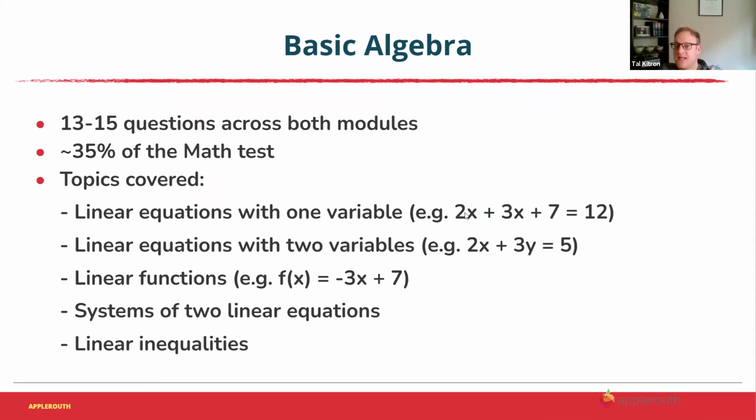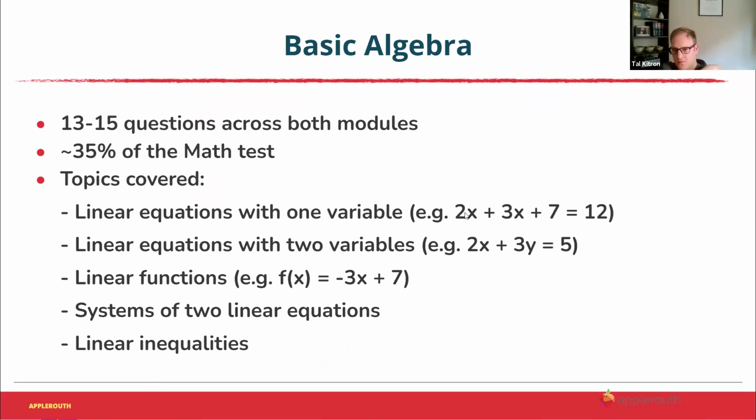So first is the basic algebra. 35% of the test. Got to know y equals mx plus b, right? So just linear equations. Got to also know that y is f of x, which most people I think are quite comfortable with. Systems of two equations, which is always Desmos. You just graph it and find the intersection point.